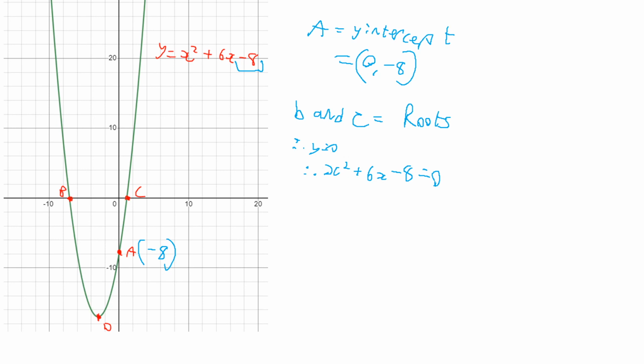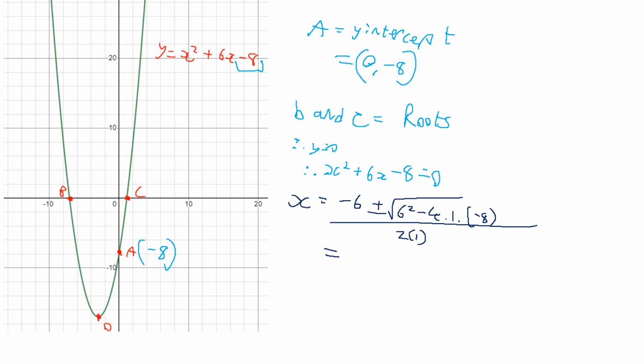If we use the quadratic formula, x is equal to minus 6 plus or minus the square root of 6 squared minus 4 times 1 times minus 8, all divided by 2 times 1. And so we're left with minus 6 plus or minus 2 root 17, if I put that correctly in my calculator, and it's all over 2.